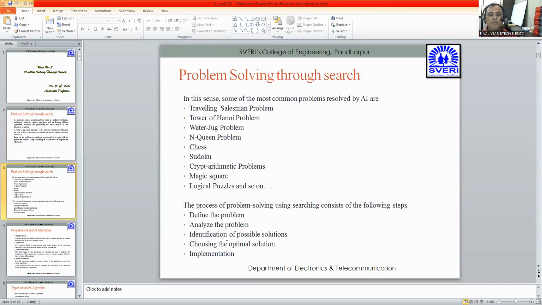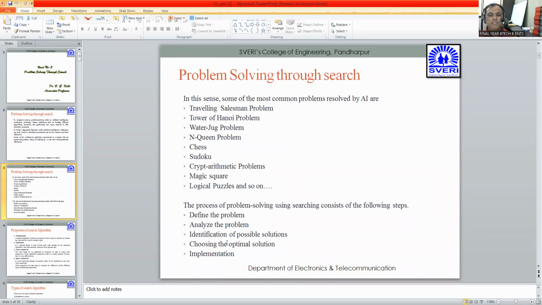The most common problems that can be resolved by AI are the traveling salesman problem, Tower of Hanoi problem, water jug problem, N-Queens problem, then chess, Sudoku, cryptarithmetic problem, magic square, logical puzzles, and so on. These are some of the use cases of AI as far as search techniques are concerned.